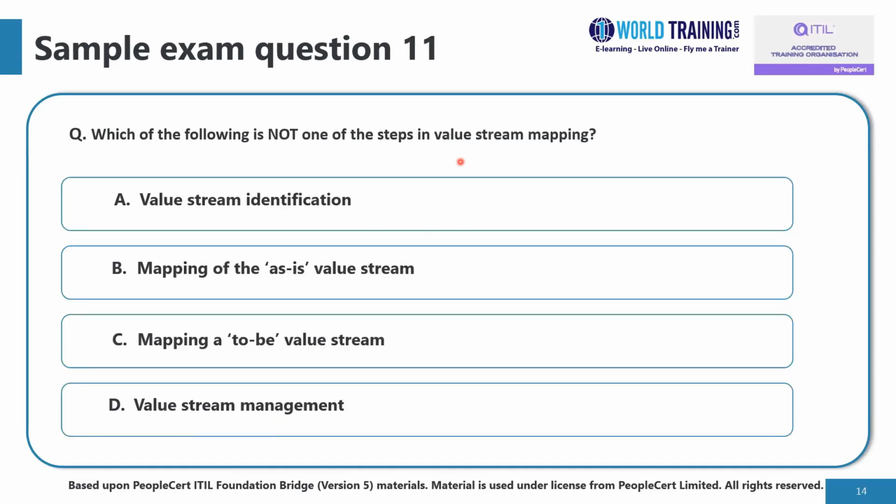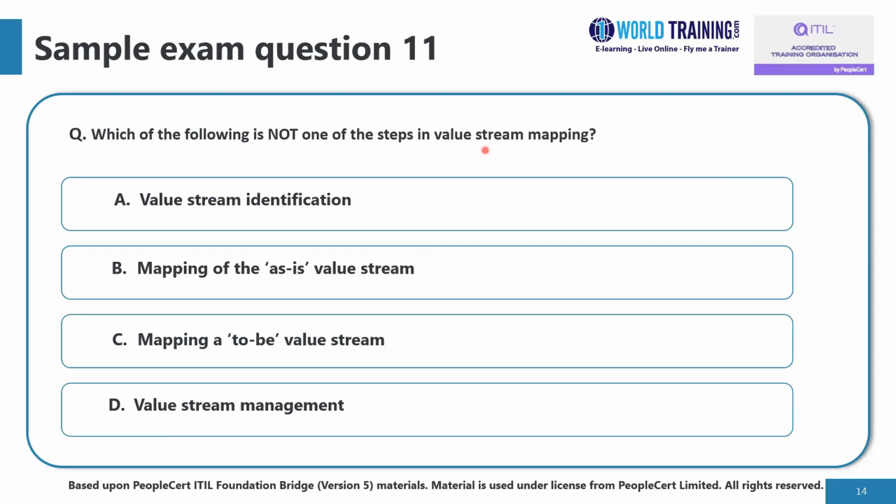Number 11. Which of the following is not one of the steps in value stream mapping? A, value stream identification. B, mapping of the as-is value stream. C, mapping a to-be value stream. D, value stream management. We are moving on to other topics now in this practice.